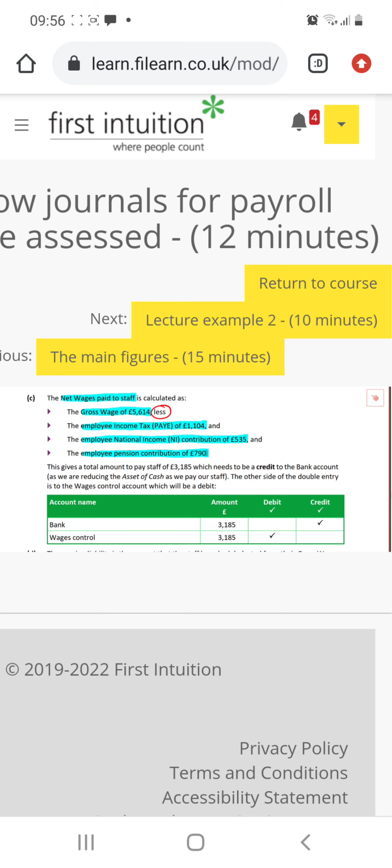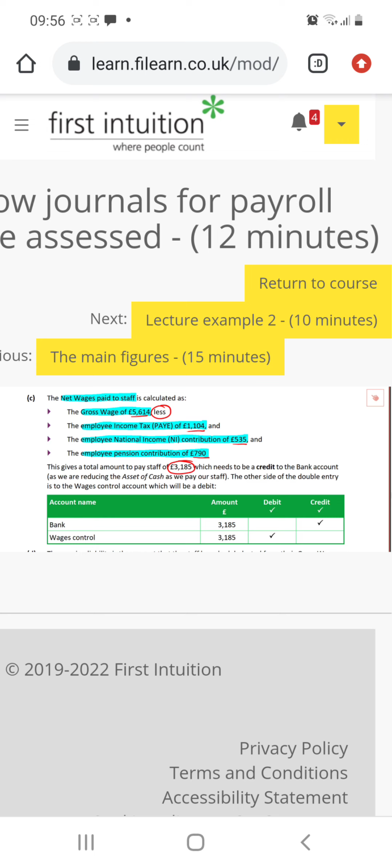So if we do the 5614 less 1104 less 535 less 790, the actual amount of money we get is 3185. That's how much money we will pay out to staff. The remaining bits, the 1104, the 535, the 790, we're going to pay to either Revenue and Customs or the pension firm.